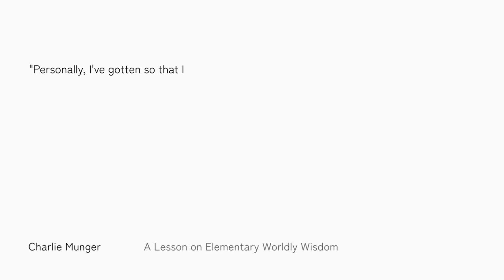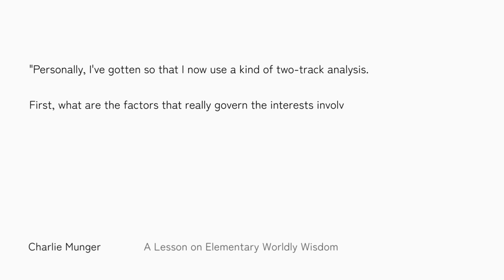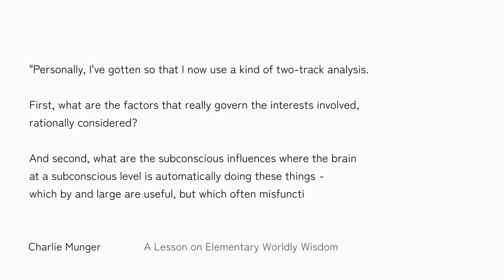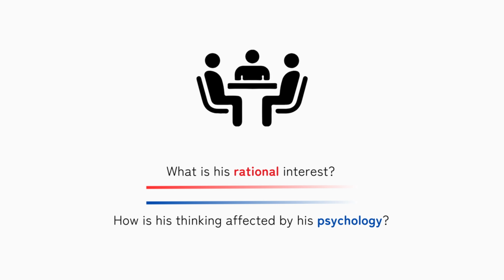Personally, I have gotten so that I now use a kind of two-track analysis. First, what are the factors that really govern the interests involved, rationally considered? And second, what are the subconscious influences where the brain at a subconscious level is automatically doing these things, which by and large are useful, but which often misfunction? Imagine you are leading a meeting where everyone has his or her own interest. When someone gives his opinion, we can use a two-track analysis to analyze his opinion. What is his rational interest, like what he sought out? And the second way, how far is his subconscious mind, which includes his thinking errors, emotional influences, and biases, influencing him? In the last 25 models, we talked about the more rational side of things.